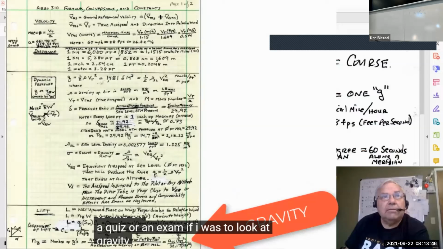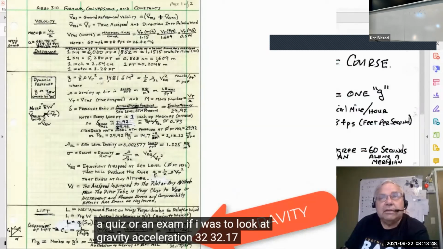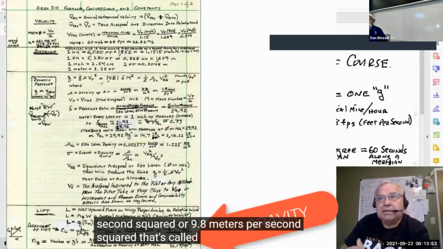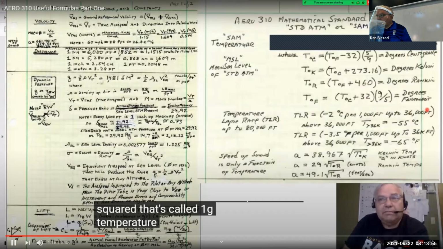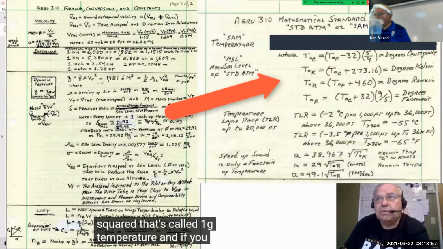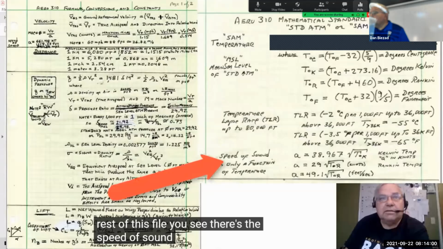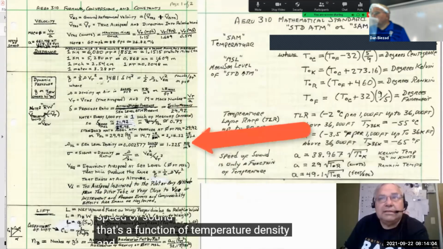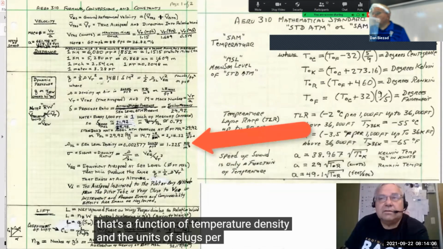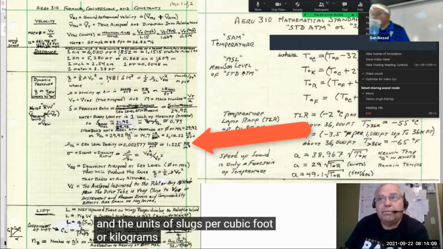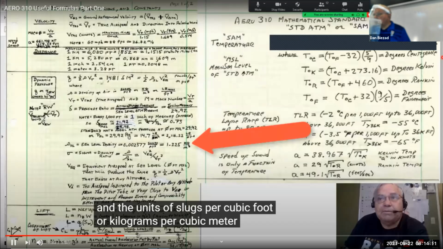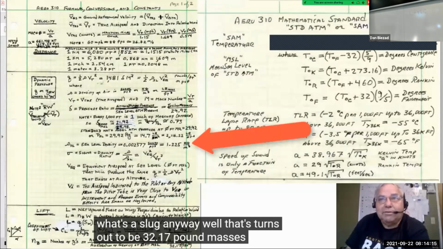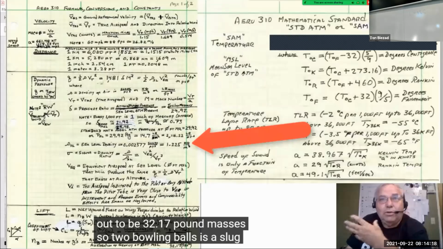If I was to look at gravity, acceleration, 32.17 feet per second squared or 9.8 meters per second squared, that's called 1G. Temperature, and if you go through the rest of this file, you see there's the speed of sound, that's a function of temperature, density, and the units of slugs per cubic foot or kilograms per cubic meter. What's a slug anyway? Well, that turns out to be 32.17 pound masses. So 2 bowling balls is a slug, basically.